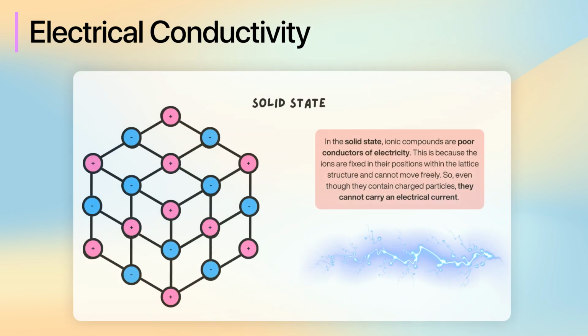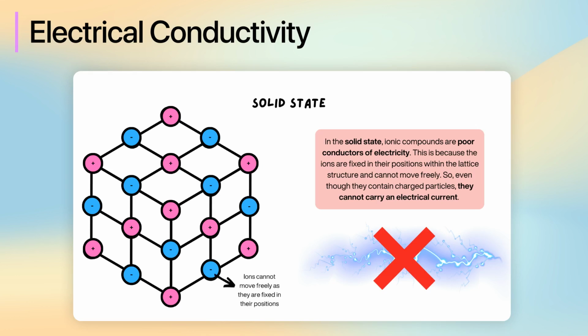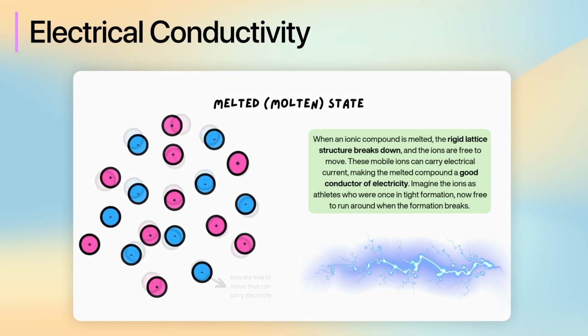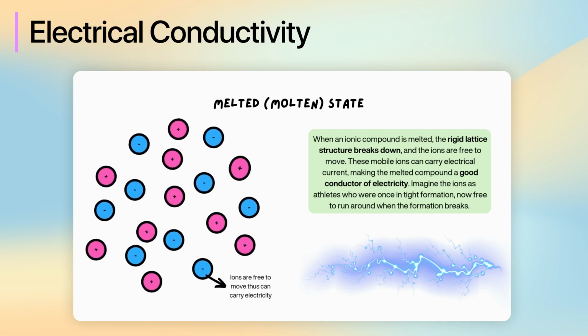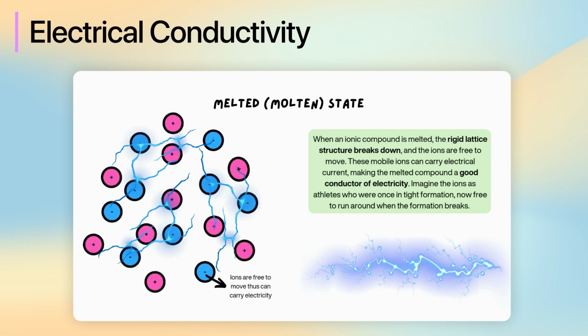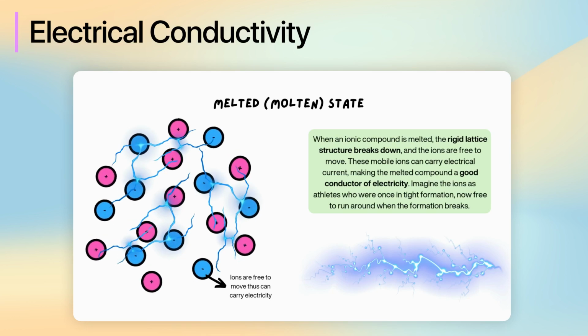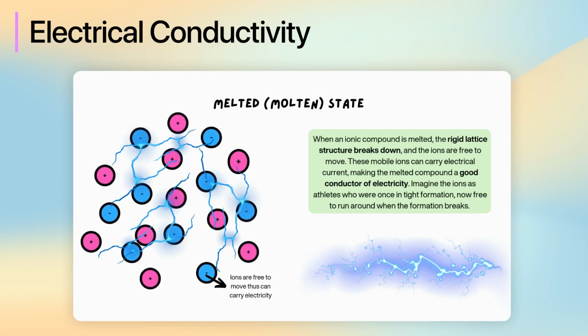Ionic compounds exhibit interesting behaviors when it comes to electrical conductivity, and it varies with their state. In the solid state, ionic compounds are poor conductors of electricity. This is because the ions are fixed in their positions within the lattice structure and cannot move freely. So, even though they contain charged particles, they cannot carry an electrical current. When an ionic compound is melted, the rigid lattice structure breaks down and the ions are free to move. These mobile ions can carry electrical current, making the melted compound a good conductor of electricity. Imagine the ions as athletes who were once in tight formation, now free to run around when the formation breaks.